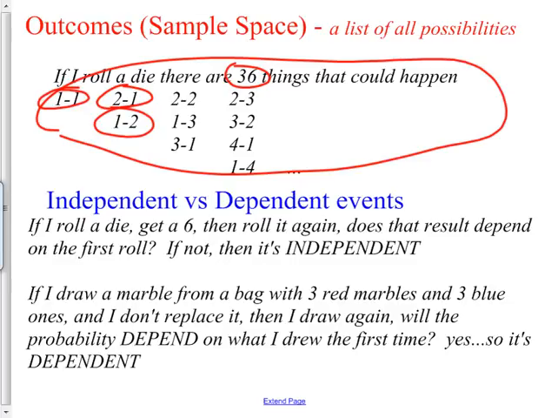All right. So now, independent versus dependent. If I roll a die and I get a 6, and then I roll it again, does the result depend on the first roll? Does this die care what it rolled last time? No. So therefore, rolling a die, is it dependent or independent? All right. So it's independent of what happened the last time. All right. Let's move on.